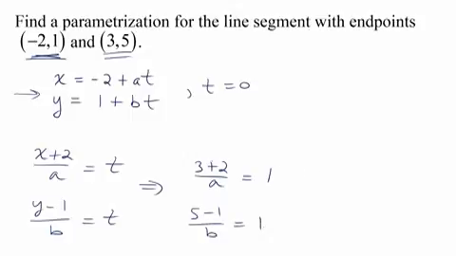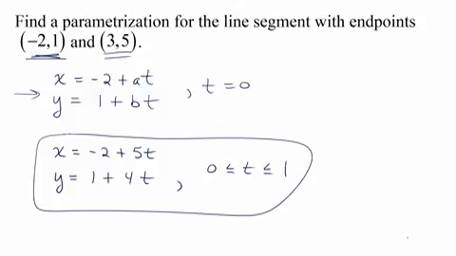Well, this implies 5 over a gives us 1. So a has to equal 5. And also, for the b value, 5 minus 1 is 4. 4 over b gives us 1. So b would have to equal 4. There we found the a and the b needed to substitute those values into this equation. So after making those substitutions, x equals negative 2 plus 5t, y equals 1 plus 4t, with t being in the closed interval from 0 to 1, is the parameterization of the line segment with initial point negative 2, 1 and terminal point 3, 5.